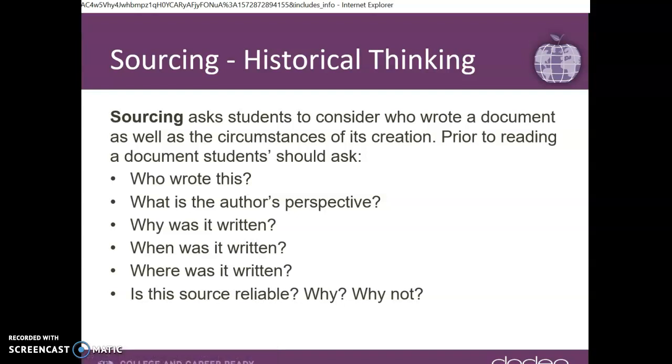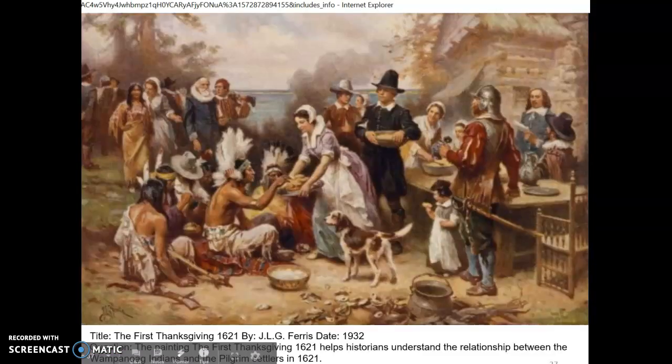So this is the poster from SHEG. It has basically what kids do when they source, and this was also part of the earlier lesson. So let's take a look at a source. As you can see, this is a painting of the first Thanksgiving. And if you notice at the bottom of the image, there is information about this painting.